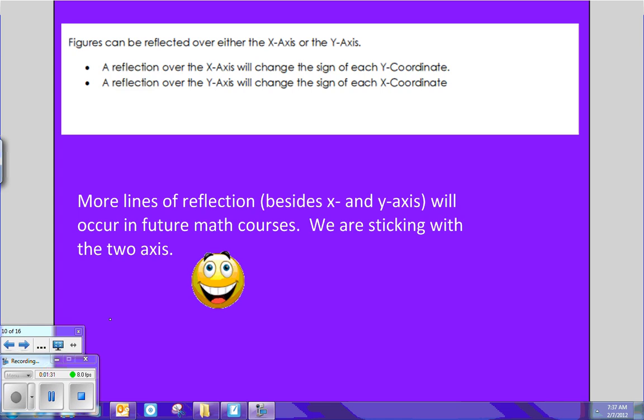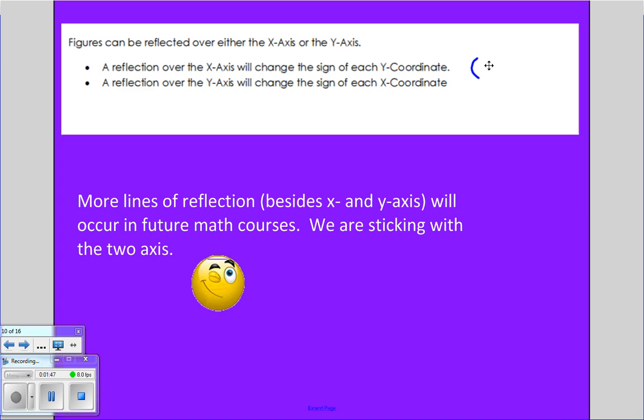All right, now figures can be reflected over either the x or the y axis. Now when you reflect a figure over the x-axis, it changes the sign of the y-coordinate. So in other words, if we have an ordered pair, such as (1, 3), if we reflected that pair over the x-axis, it changes the y-coordinate to a negative. So we would have (1, -3). Same way if we started with (1, -3), then the 3 would become positive over here. So the y-coordinate changes signs when we flip over the x-axis.